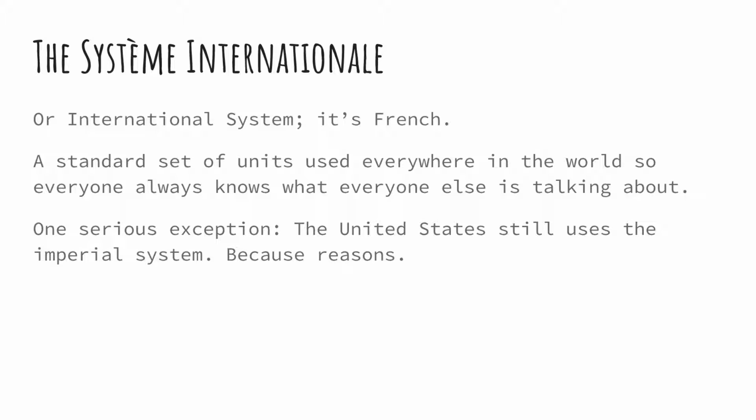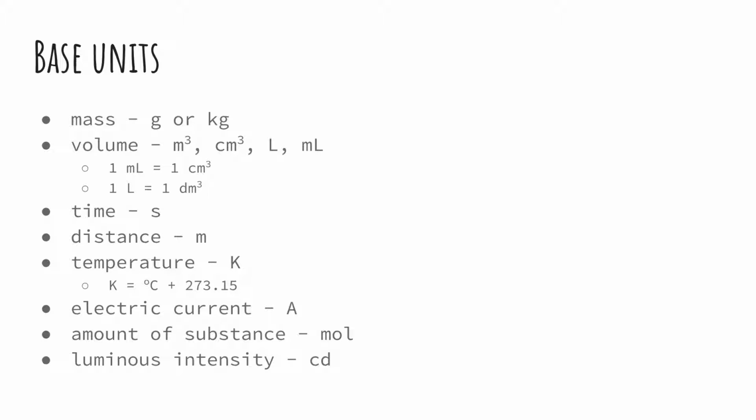The international system is so much more sensible. First off, we have the base units. These are the fundamental physical properties, sort of like the elements of measurement. Mass is measured in grams or kilograms, things like that. Volume, depending on the scale you're working at, will be measured in cubic meters, cubic centimeters, liters, milliliters. In chemistry, we tend to work a lot in liters and milliliters.